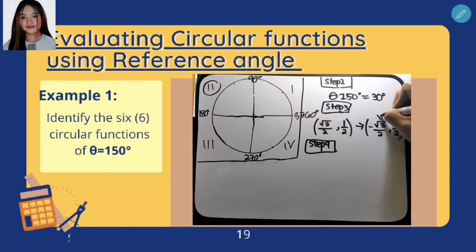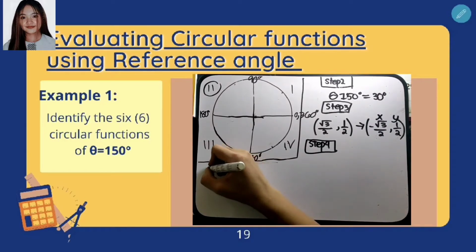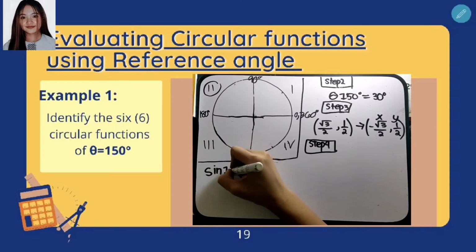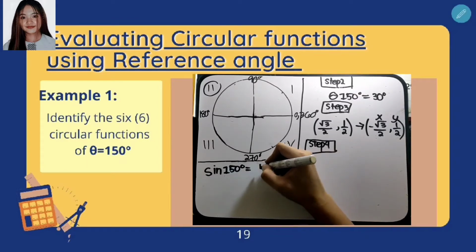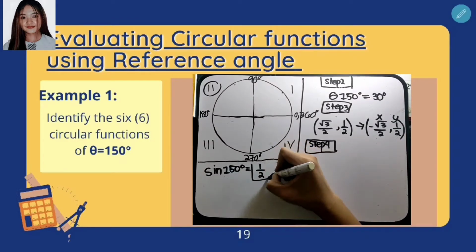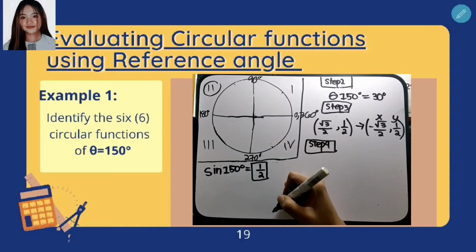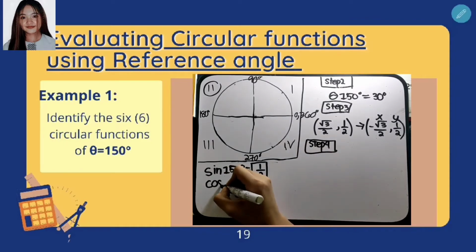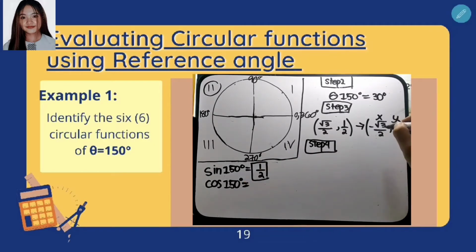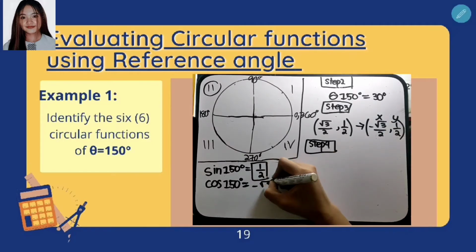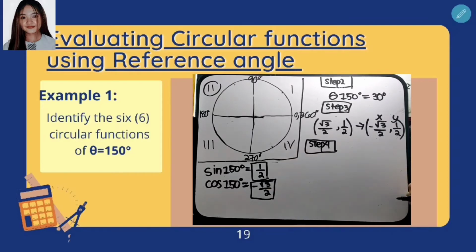Then after that, we will now solve the 6 trigonometric functions. For sine of 150 degrees, we will just have our y-coordinate since sine is equal to y. So for our sine of 150 degrees, we will have 1/2. For cosine of 150 degrees, we will just have our x-coordinate since cosine is equal to x. So for our cosine of 150 degrees, we will have negative square root of 3 over 2.